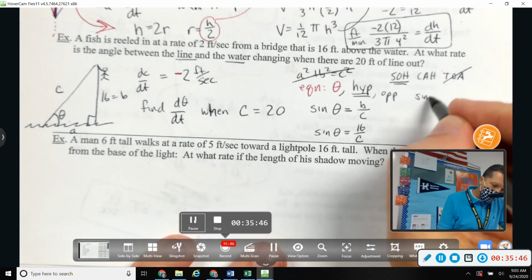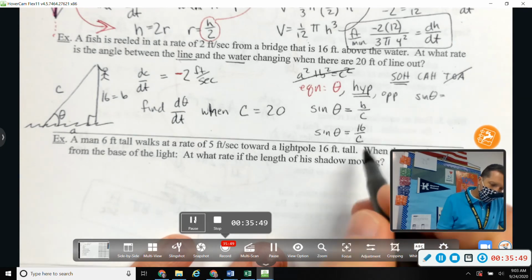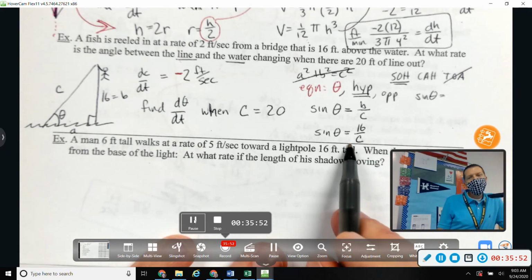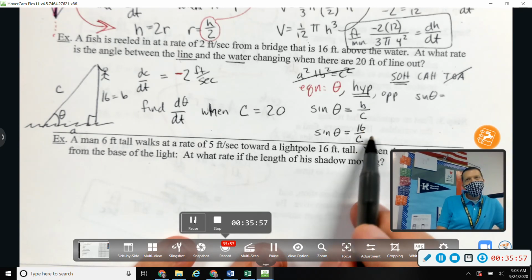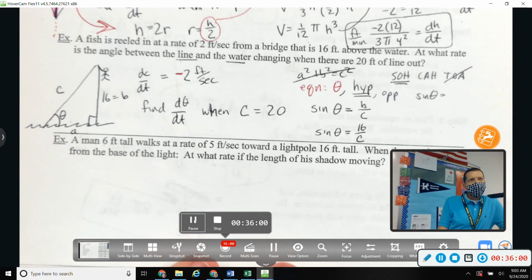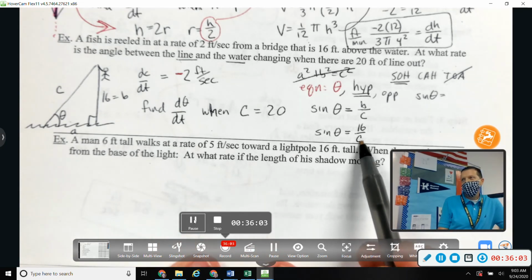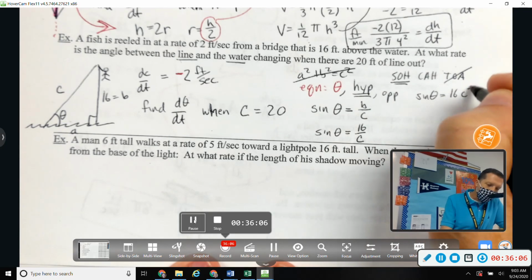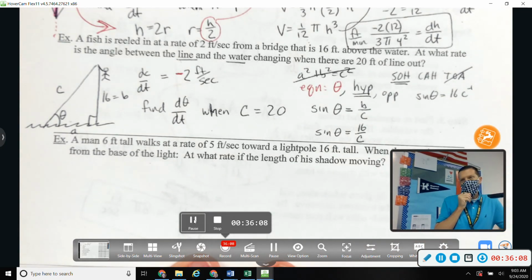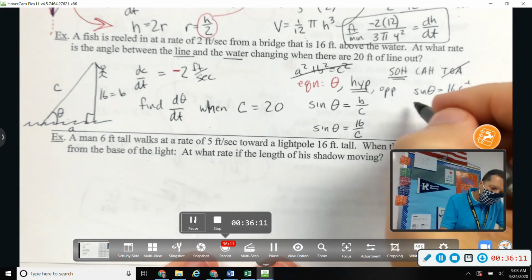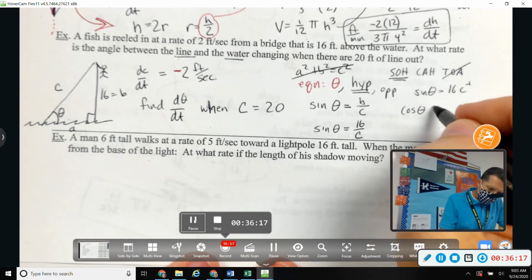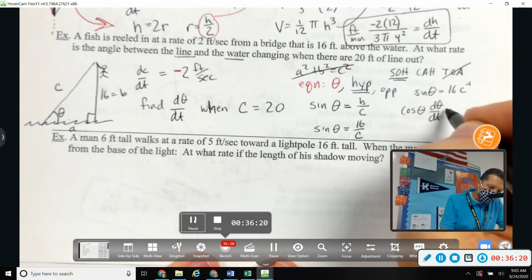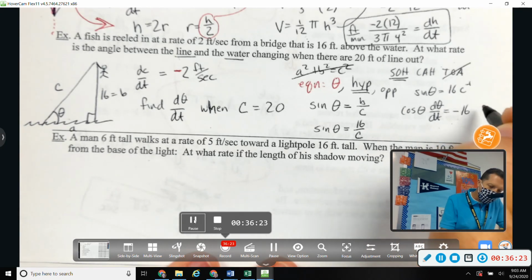Alright, so sine of theta equals 16 over c. I'm thinking ahead, I have to do the derivative of both sides. Do you want to do a derivative with c in the bottom, or with c to the negative 1? If you leave it in the bottom, you have to do quotient rule. If you make it c to the negative 1, then you have power rule, and that's usually easier. So derivative of sine is cosine, d theta dt, that's what we're looking for, equals negative 16 c to the negative 2 dc dt.